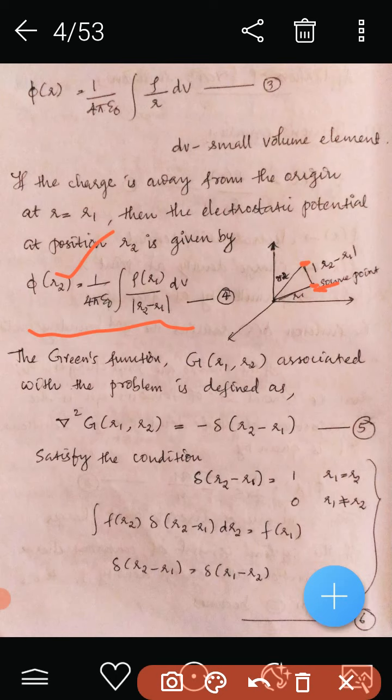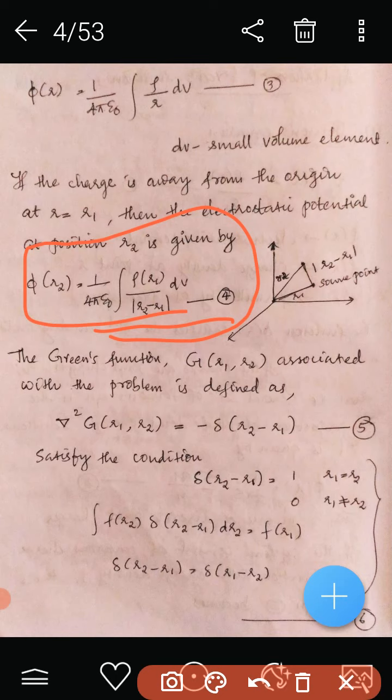divided by the distance. What is the distance? This is the point charge, and we are finding the electrostatic potential at r2, and this separation is mod of r2 minus r1, into dv. So this is our solution of the Poisson's equation. In general, this is the solution of the Poisson's equation. Now the same solution can be found using the Green's function.